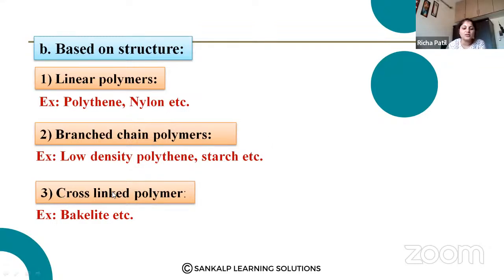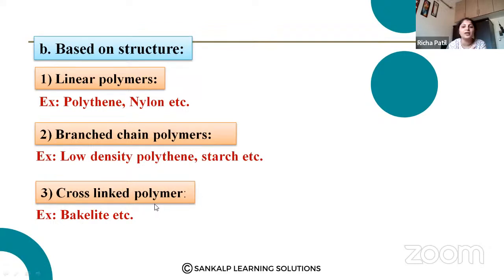Then next is cross-linked polymer. What do you mean by cross-link? In between the polymers, there is a cross linkage. So when monomers are joined by cross links, they are called cross-linked polymers. The example is Bakelite. Bakelite is an example of a cross-linked polymer.